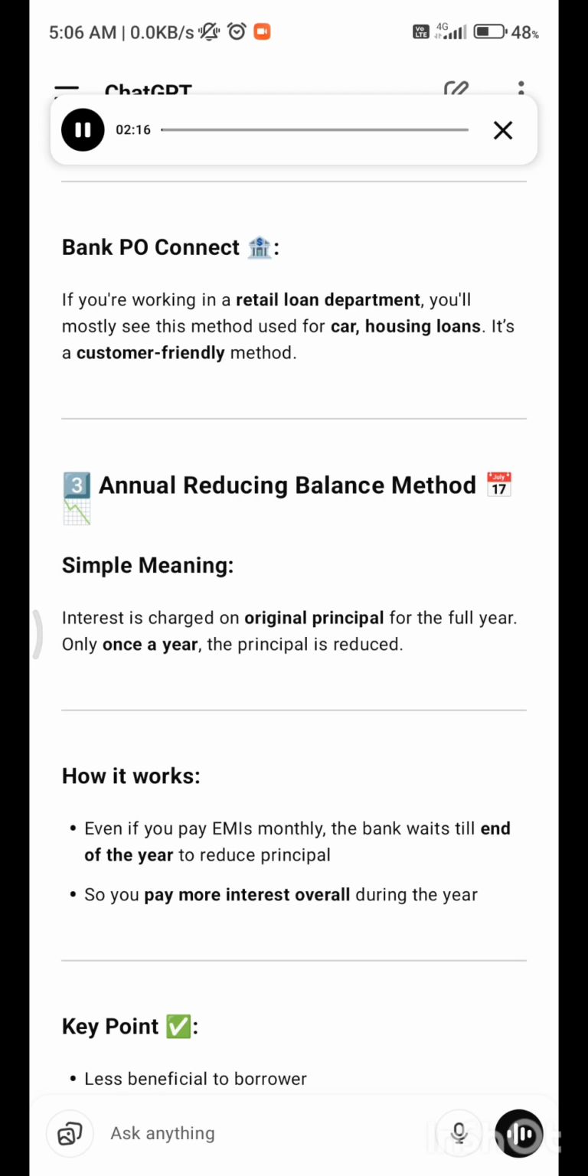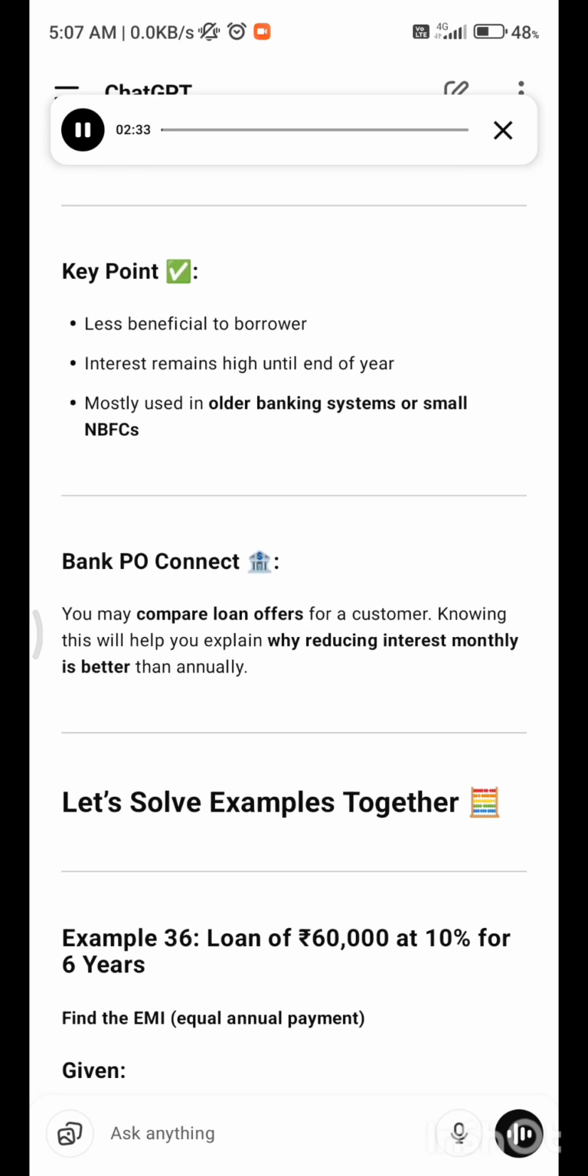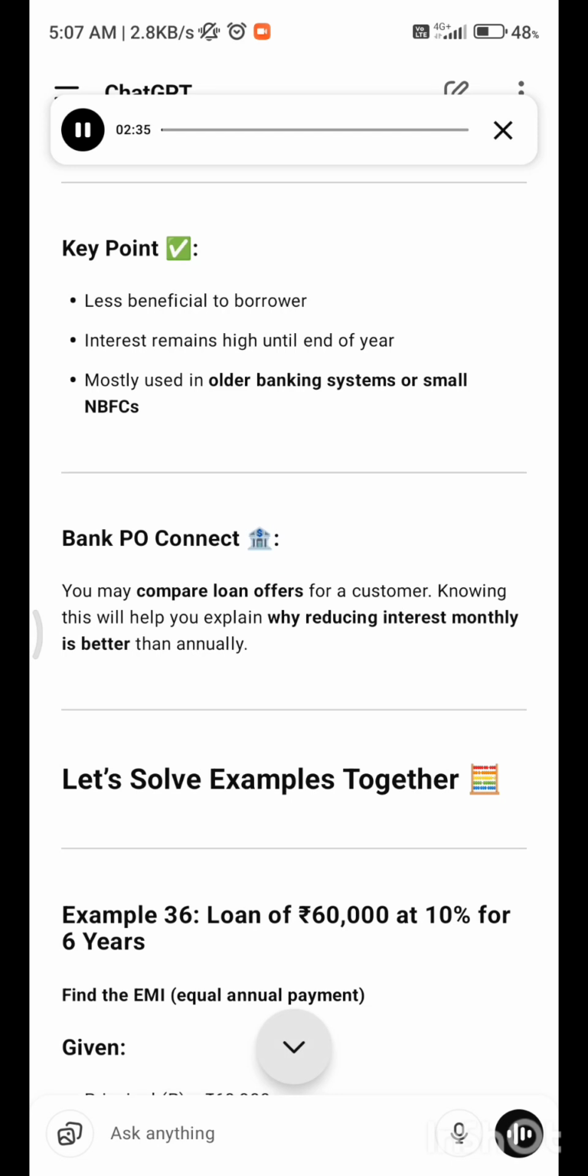Simple meaning: interest is charged on the original principal for the full year, and only once a year is the principal reduced. How it works: even if you pay EMIs monthly, the bank waits till the end of the year to reduce the principal, so you pay more interest overall during the year. Key point: less beneficial to the borrower. Interest remains high until the end of the year. It is mostly used in older banking systems or small NBFCs.